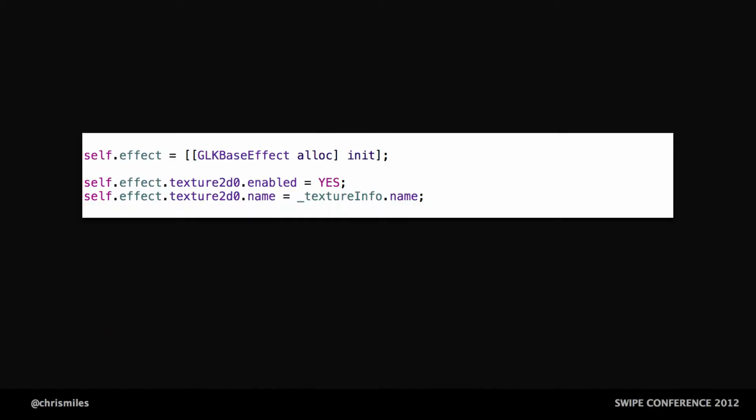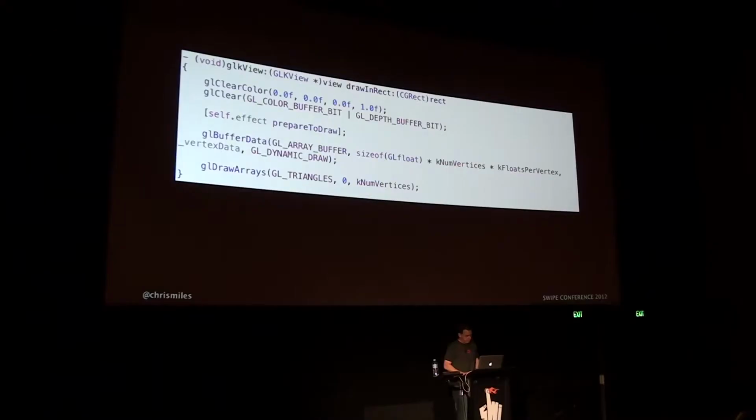We're just using one, so we enable one of those stages, texture 2D 0, we switch it on, and then all we have to do is give it the OpenGL texture identifier, which is the .name property on that object we got back from GLKTextureLoader. We give it that, and that's basically all we need to do. As long as we're supplying our texture coordinates with our vertex data, they should be mapped for us.